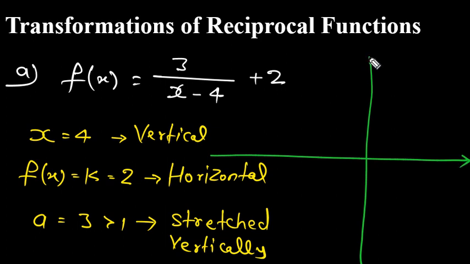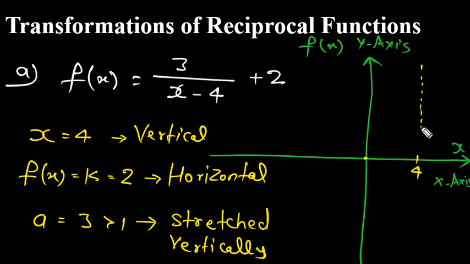Okay, I will draw a rough graph, so don't mind if I won't be able to draw it properly. This is your x-axis, this is your f of x or y-axis. Here the y-axis is f of x and the x-axis is represented by x. Now first of all look at the vertical asymptote, x equals 4. So 4 is positive, will be somewhere here because this point is obviously 0. This is 4. Now vertical asymptote, so draw a line like this here.